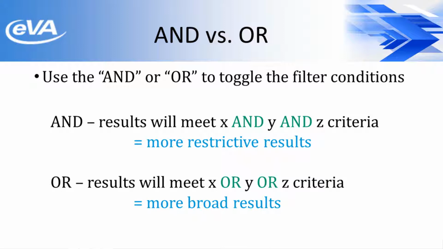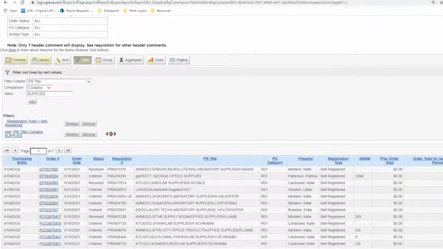If you choose to use the or condition, it's going to result in your data meeting the condition X or the condition Y or the condition Z criteria, which could be much more broad.